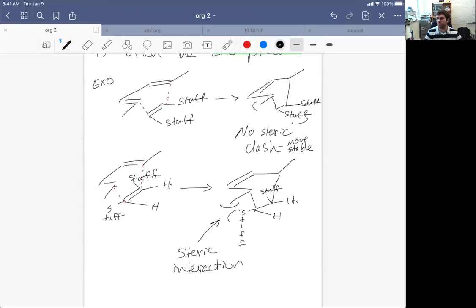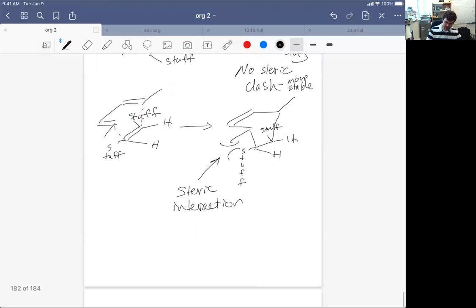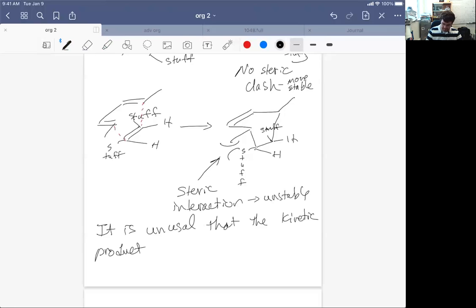That's typically the case. If you've got something that reduces steric clash and increases stability in the product, then the corresponding transition state, which is at the peak of the activation energy, is typically lower. So it's unusual that the kinetic product is the more sterically hindered final product. Okay, that's unusual. So steric interaction, I'll just say unstable. It is unusual that the kinetic product is not the same as the thermodynamic product.